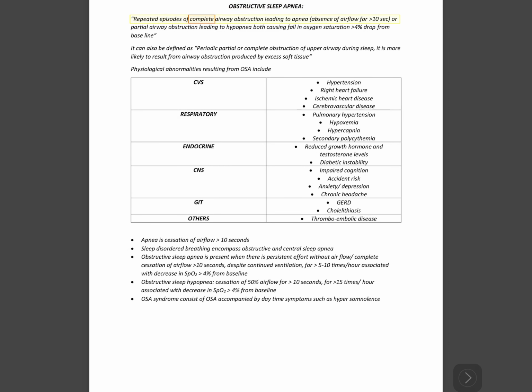Obstructive sleep apnea: repeated episodes of complete airway obstruction leading to apnea, absence of airflow for 10 seconds, or partial airway obstruction leading to hypopnea, both causing a fall in oxygen saturation, a 4% drop from baseline.